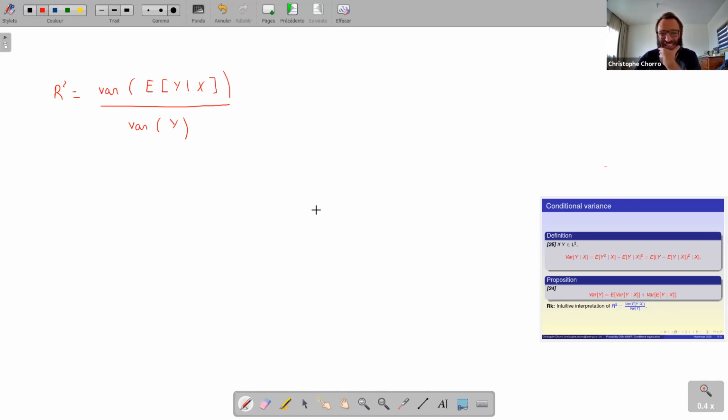Just a remark. From proposition 24 here, I can replace the variance of the conditional expectation using this relation here. So I obtain what? If I do this, I obtain 1 minus the expectation of the conditional variance over the variance of y.